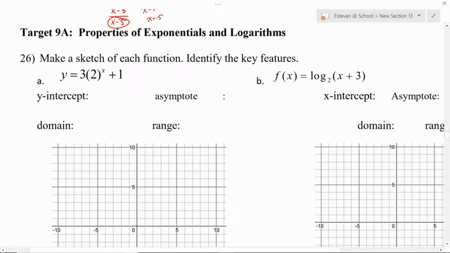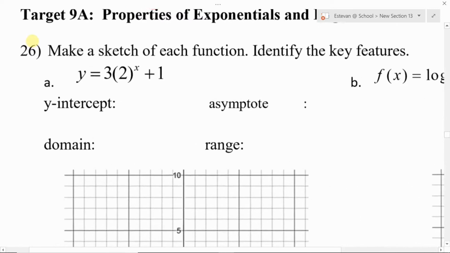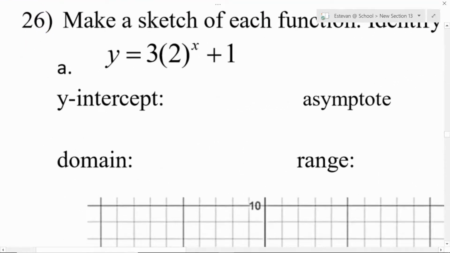All right, so let's begin with problem 26 from KC9. 26, make a sketch of each function and identify the key features. Let's begin with letter A. Here we have an exponential function, 3 times 2 raised to the x plus 1.